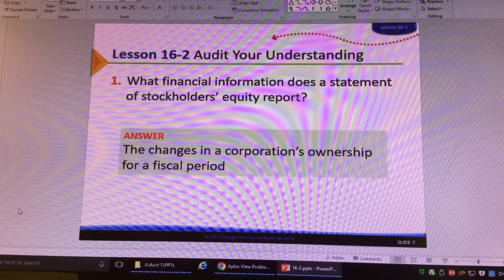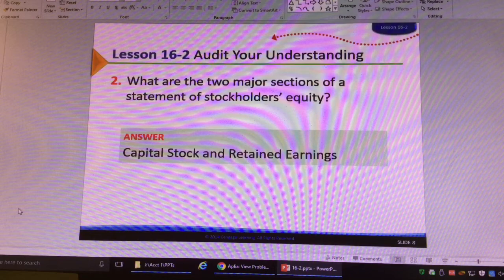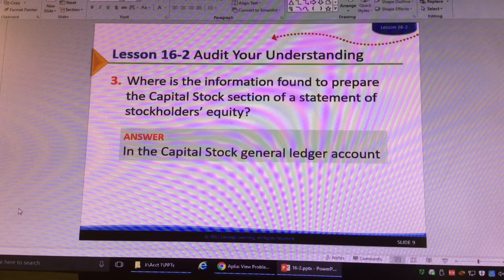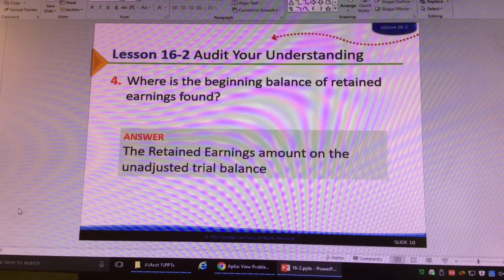So what financial information does a statement of stockholders' equity report? It shows the changes in the corporation's ownership over a fiscal year. What are the two major sections? The capital stock and the retained earnings. Where is the information found to prepare the capital stock section? It's under the capital stock general ledger account. Where is the beginning balance of retained earnings? It's the retained earnings amount on the unadjusted trial balance.